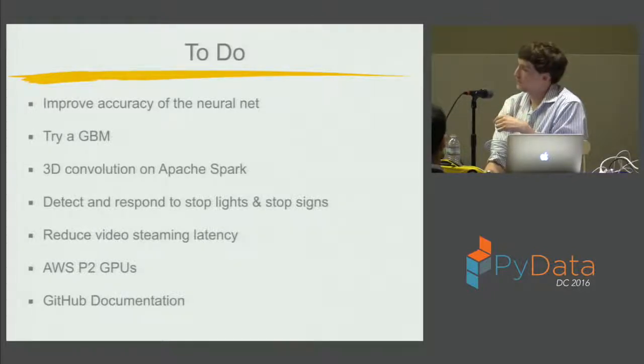I really want to try the P2 GPUs. I've heard they're on AWS. I've heard they're 4 times as fast as the first generation, and that seems pretty cool.